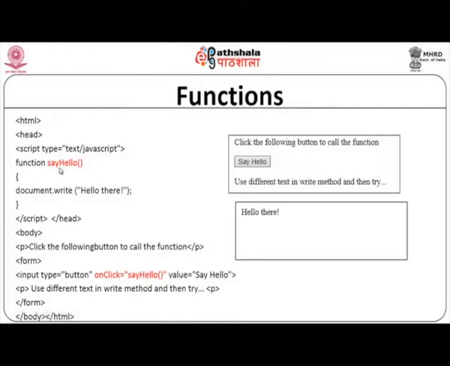So, say hello is a user defined function you have written, and this would be invoked when you click this button. So, this is what you try to make an action, and through that action you are calling the function. So, when you call the function, you try to print the message, the string called hello there.